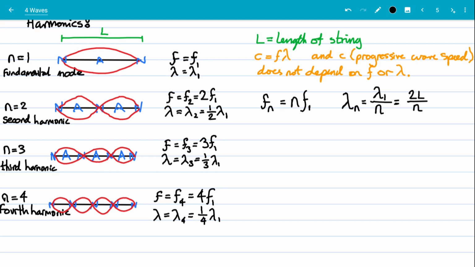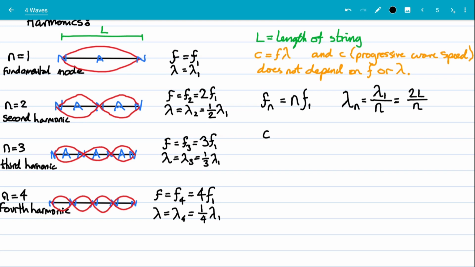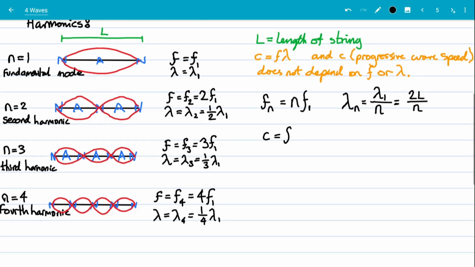Just like that. And we can go a step further as well, because we can say that c, which is a constant in this case because the strings have exactly the same tension and mass per unit length, is equal to the frequency for a given harmonic multiplied by the wavelength for a given harmonic, and you'll see the n's will cancel if I just plug these in: n f1 multiplied by 2L over n.